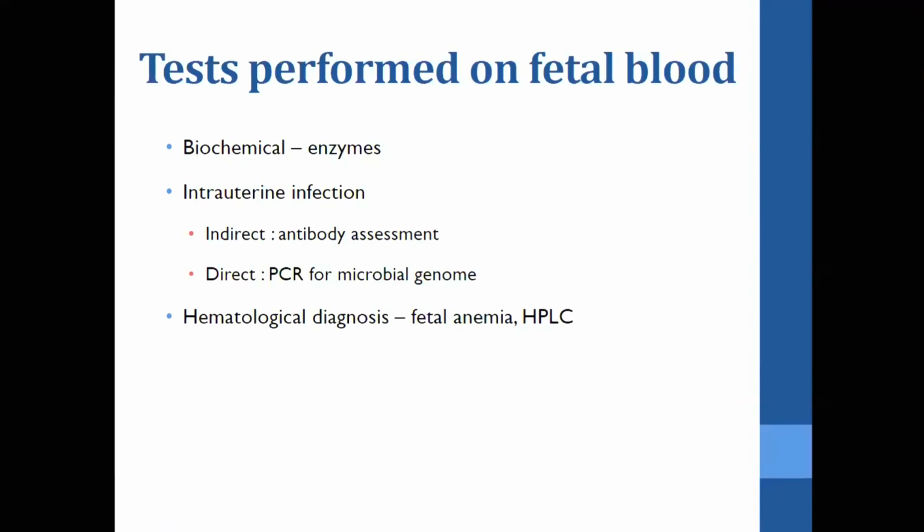Sometimes we suspect intrauterine infection. For that, we can do PCR, like PCR for toxoplasma, for rubella, PCR for CMV, and we have to look for antibodies also. For hematological disorders, we can look for fetal anemia, and HPLC can also be done from the fetal blood.